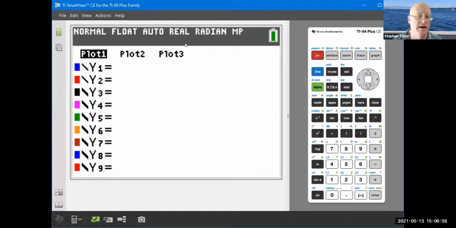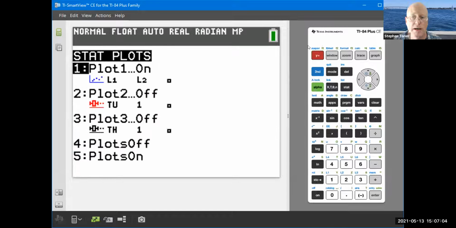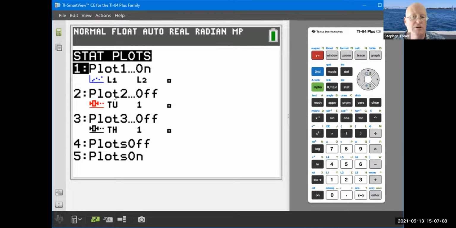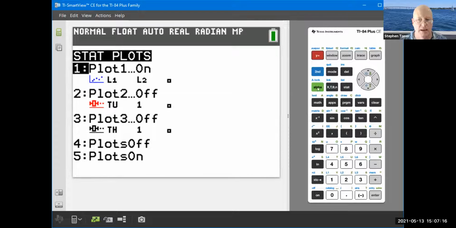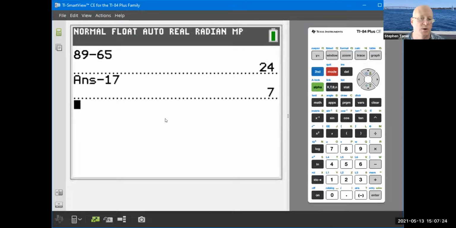But we also have the ability up in the top where it says plot. If I hit second and then above that y equals button, you can see the word stat plot. That allows me to turn on the different plot features of the calculator. We will be doing that a little bit later also. Anytime you want to quit out of there, I'm going to say second and then quit, which is above the mode button. And that will take you back to what you might call your home screen.